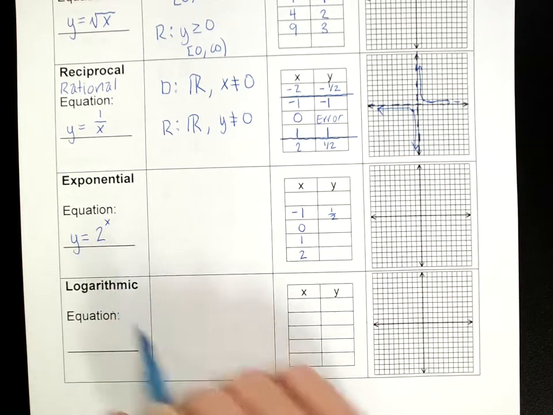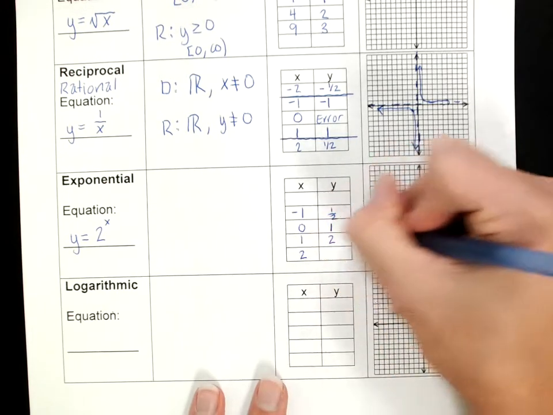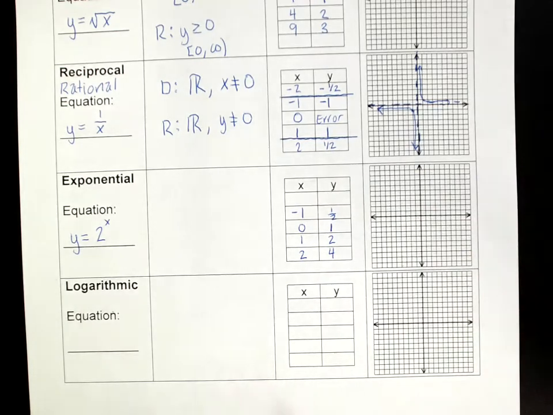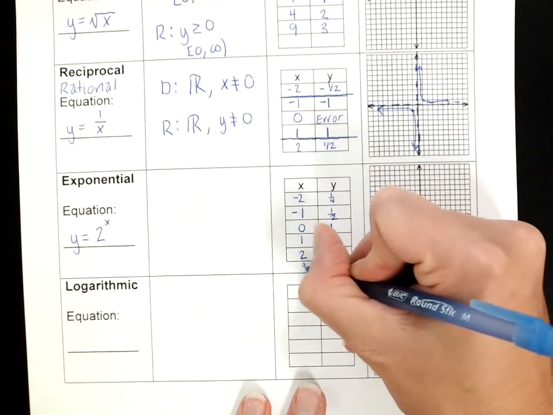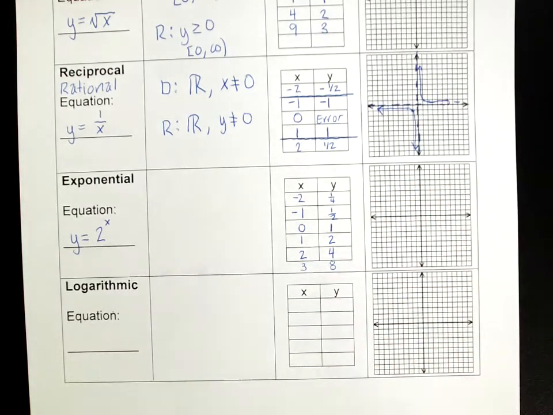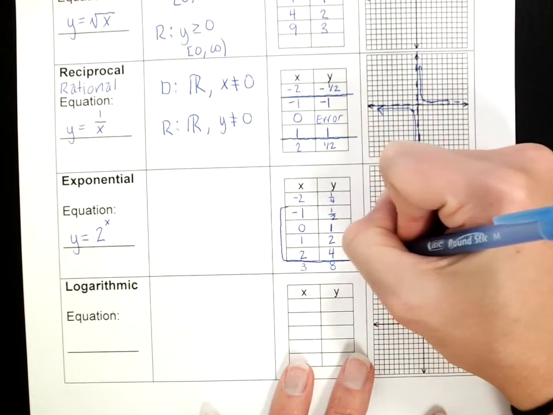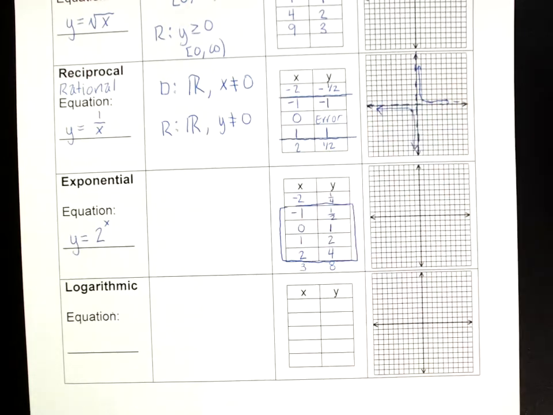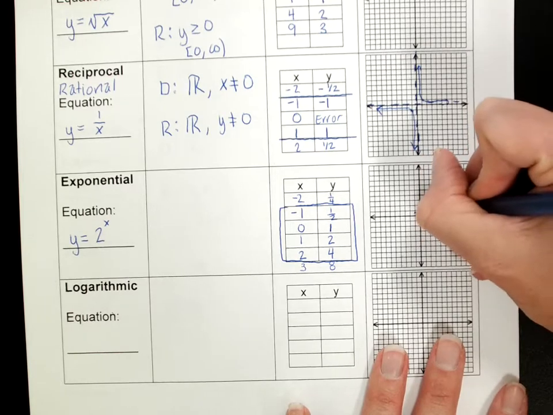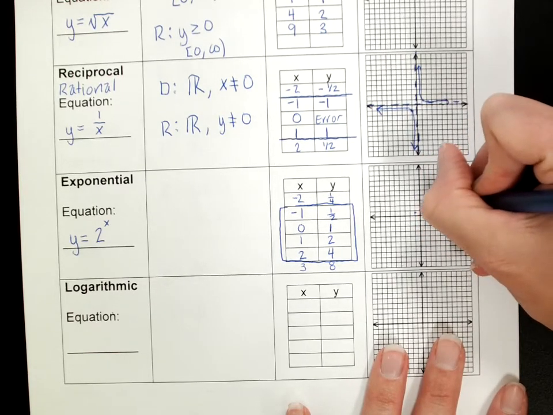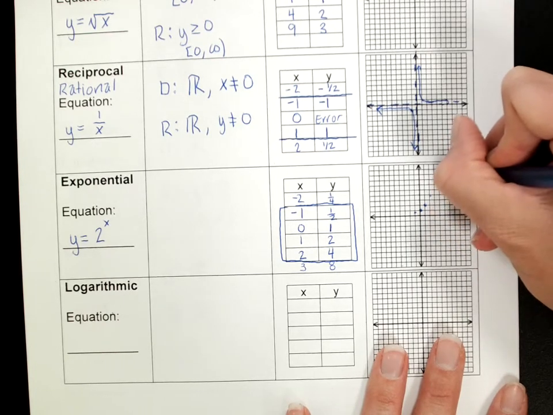2 to the 0 power is 1. 2 to the 1st power is 2. 2 to the 2nd power is 4. I could continue on if I wanted to. -2 would have been 1/4. 3 would be 8. But mainly, I just want you to know these points right here. Again, I could graph these. (-1, 1/2), (0, 1), (1, 2), (2, 4), and if I wanted to do (3, 8), I could.